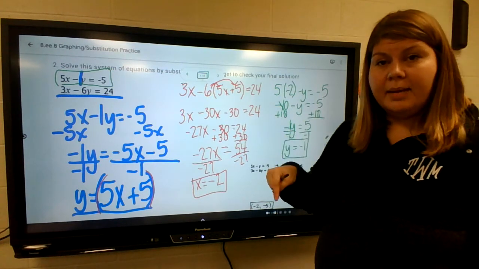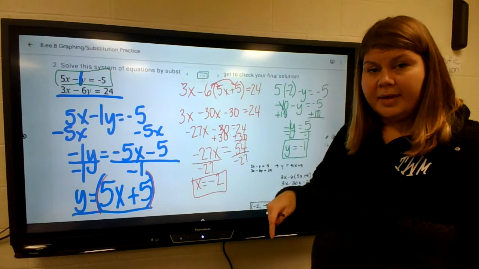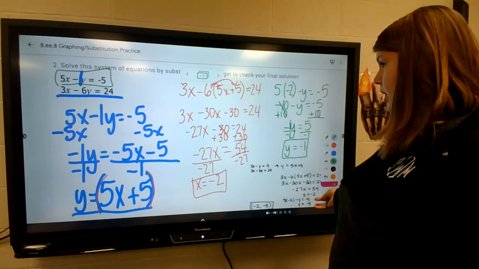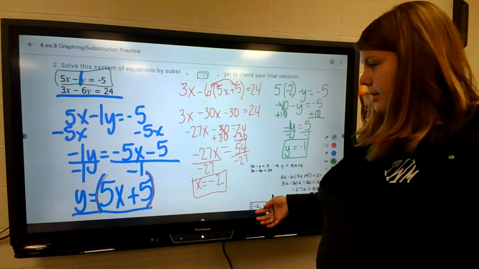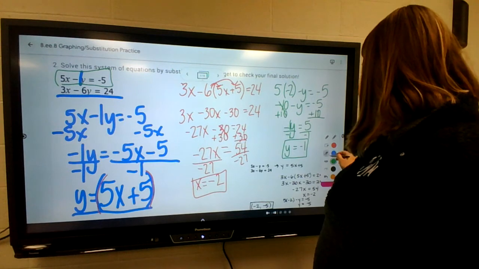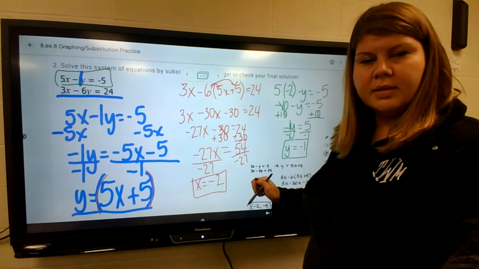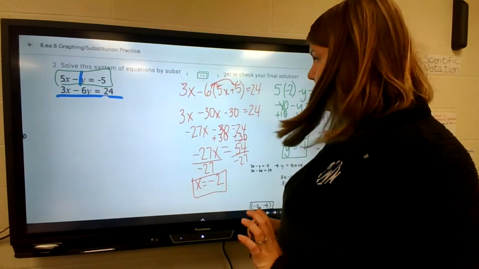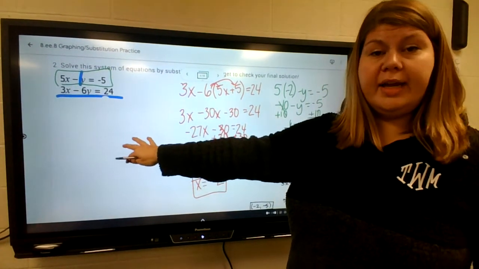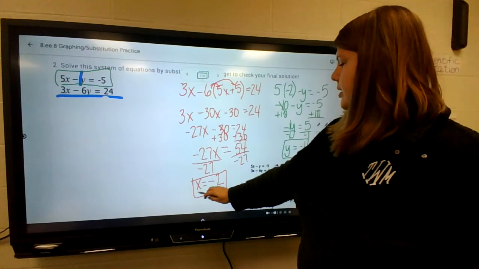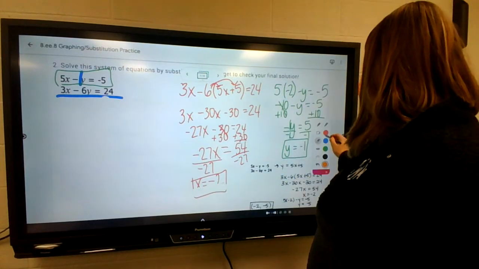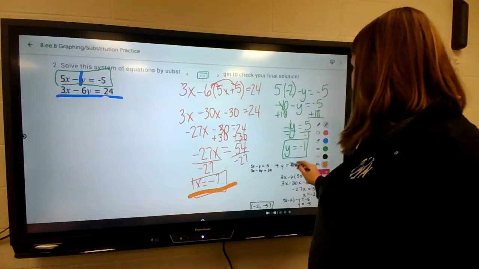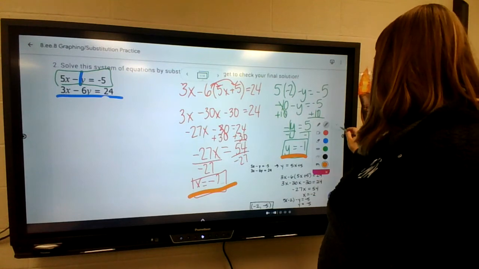Now here comes the time for checking, okay? This is how I expect you to check, because you're not going to have an answer key to just look at come quiz time. So I'm going to get rid of some of this stuff. Give me a second so I have some room. All right, now that I have some room, I'm going to go over here and check. So at this point, I think that x is negative 2, and I think that y is negative 1.